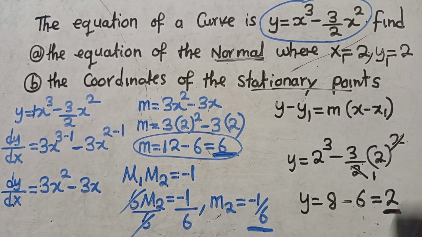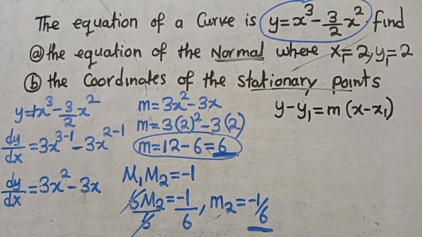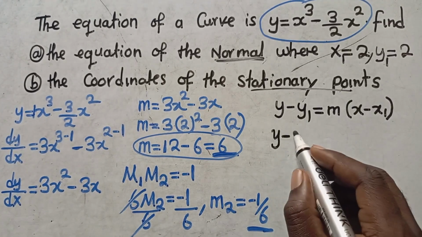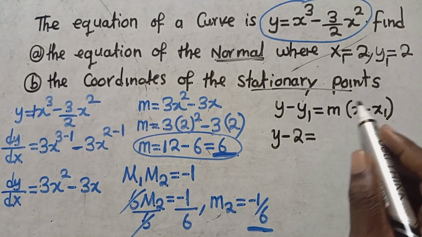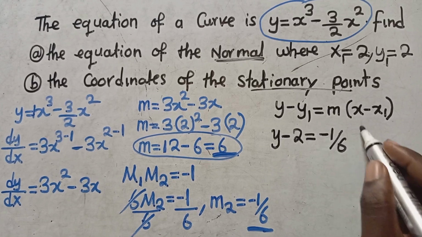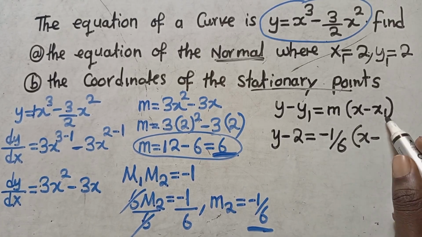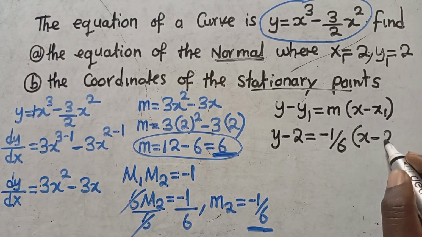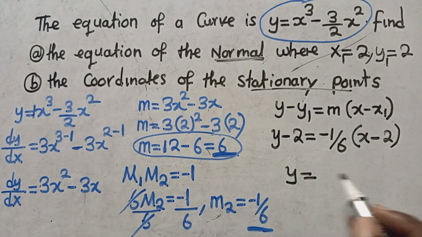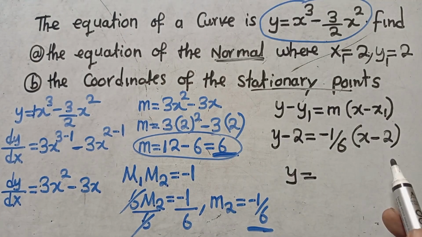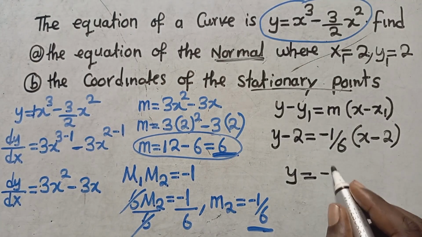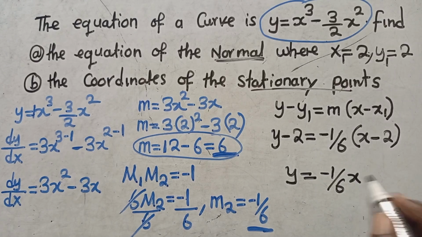I now proceed with this particular equation that I deleted. I say y minus, what is y1? y1 is 2, which is equal to, what is the gradient? Gradient is negative 1 over 6, x minus, what is x1? x1 is 2. I do this. So y is equal to, this negative goes to the other side of the equation. So negative 1 over 6 times x, that is negative 1 over 6x.